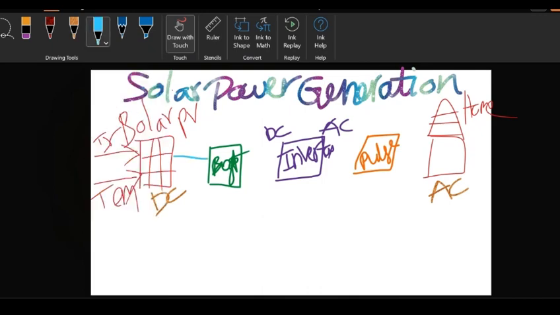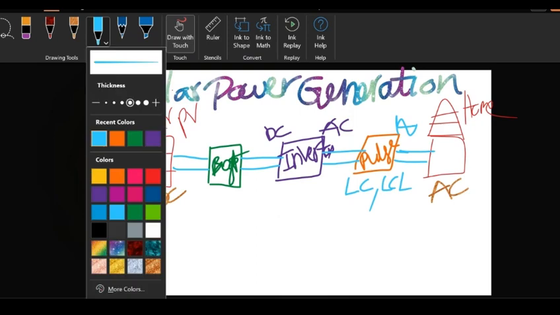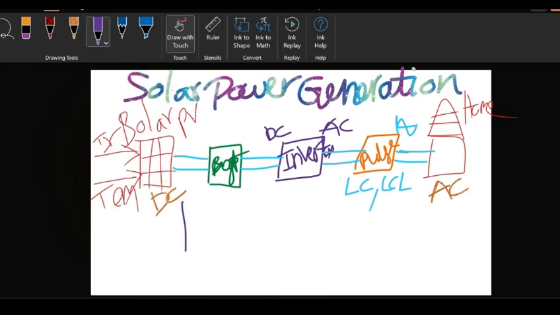The pulse generator is mainly used to get pure AC. This pulse generator has an LC filter. The pulse generator converts the output to a sine wave of AC.